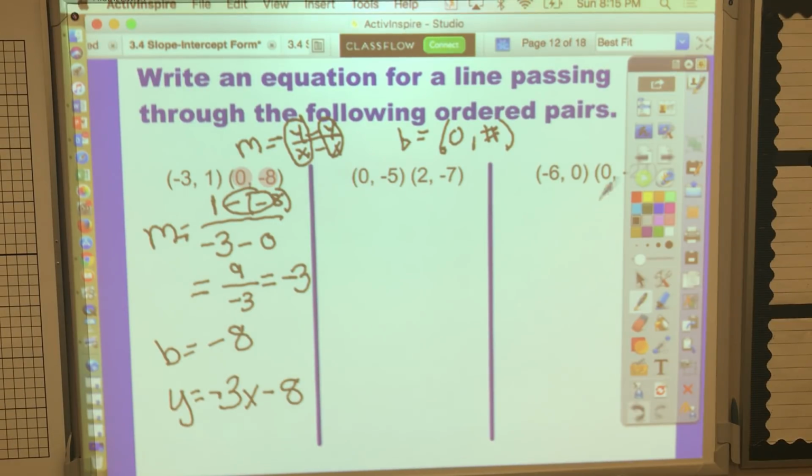Second one, I'm going to change my color here. Again, given ordered pairs, I have to find my slope. So y minus y over x minus x. First ordered pair, y is negative 5, x is 0. Always subtraction. Second ordered pair, y is negative 7.